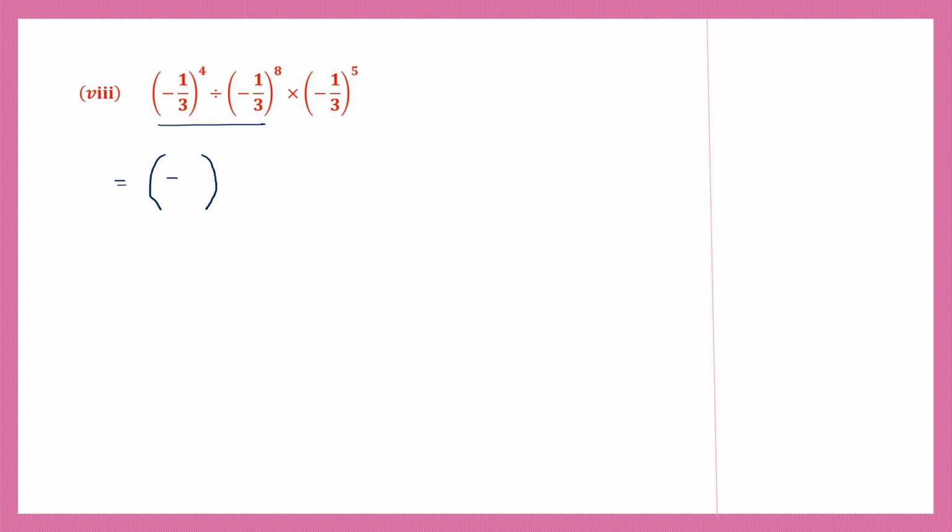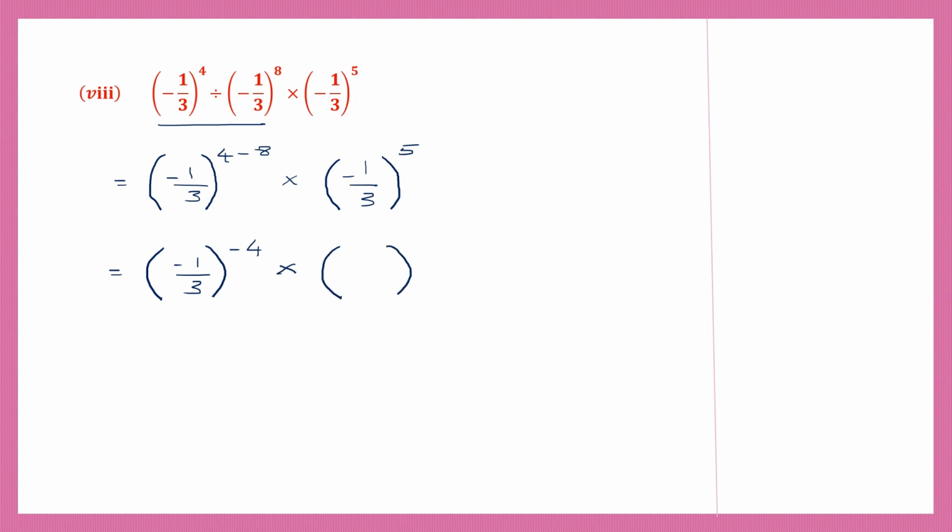So let's write that (-1/3)^(4 minus 8) into, this remains the same, (-1/3)^5. So this now becomes (-1/3) raised to the power of 4 minus 8. How much is 4 minus 8? It is minus 4. So (-1/3)^(-4). Because signs are different, we put the sign of the bigger number and we subtract. And this side we have (-1/3)^5.